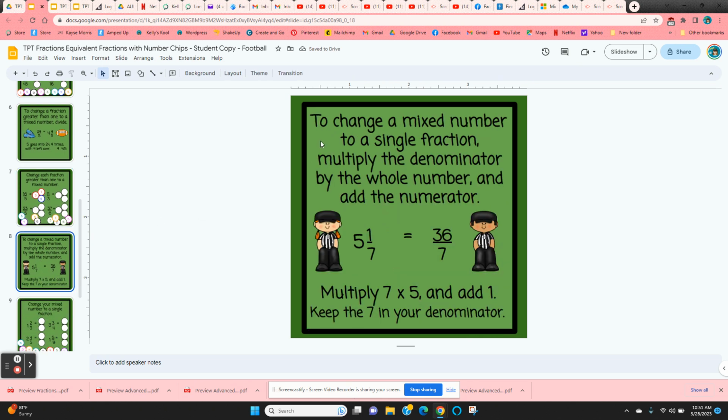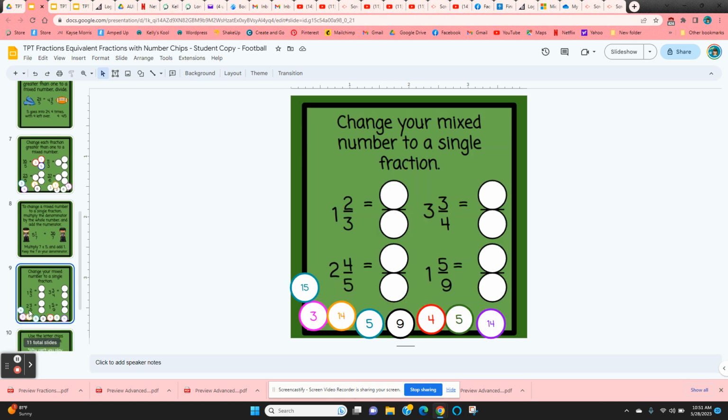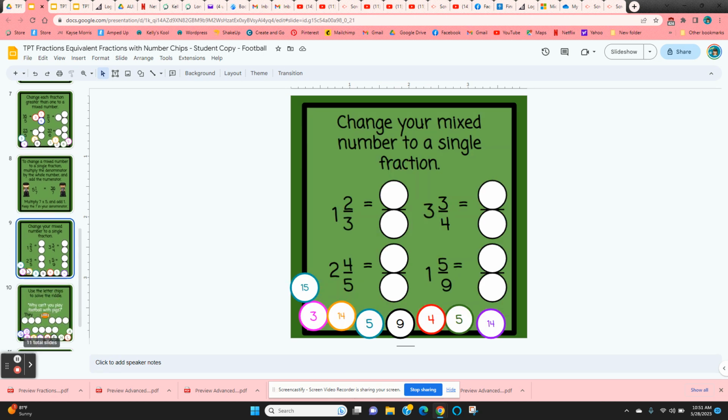Now they're shown how to change a mixed number down to a single fraction. So to do that, they multiply the denominator times the whole number, add the numerator. 7 times 5 is 35, plus 1 is 36. And again, the denominator stays the same. So they're going to be doing that on the next slide.